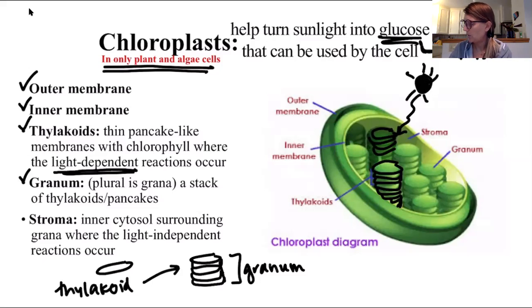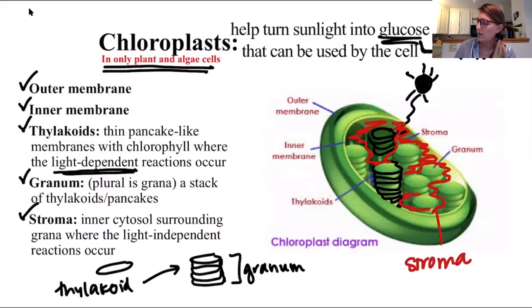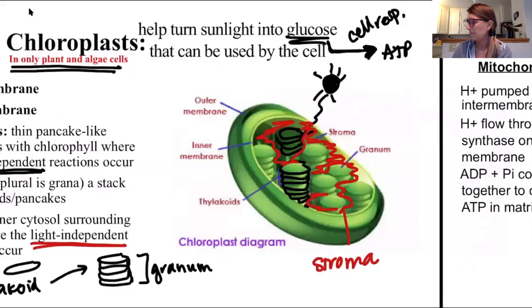Grana is plural. So inside the chloroplast, there's lots of grana, right? Each grana has lots of thylakoids. And then the kind of cytoplasm or the cytosol within the chloroplast is called the stroma, all right? So all this region around the thylakoids is filled with fluid, right? And that is the stroma. And in the stroma, we're going to see that that's really important for the light-independent reactions. And we'll talk about all of those later, right?